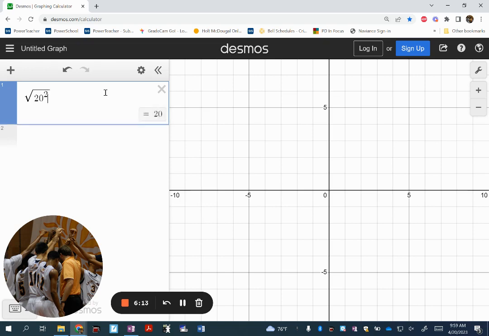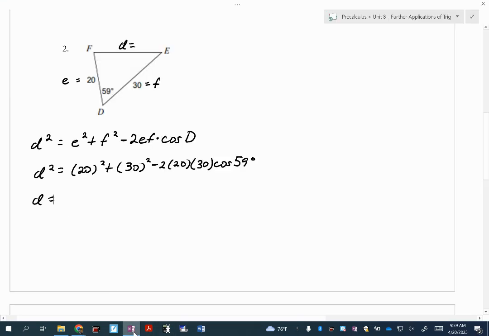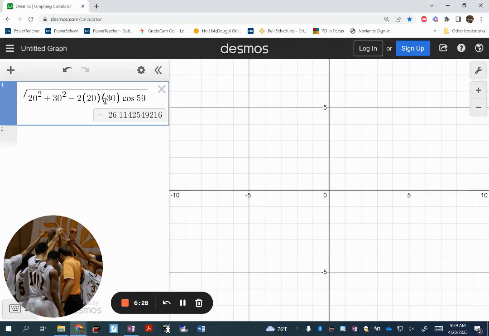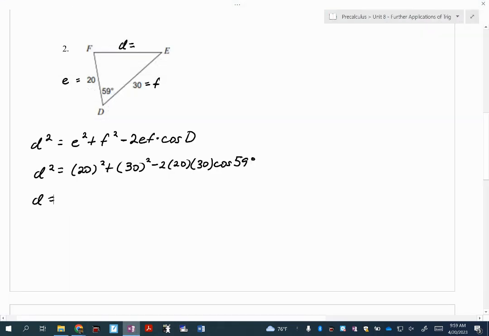20 squared, 30 squared, minus 2 times 20 times 30 times the cosine of, was it 59? Yes, times the cosine of 59. And then I did the square root of that, so 26.1 is going to be my answer for D. All right, and that's rounded. Okay, so this is 26.1 units.